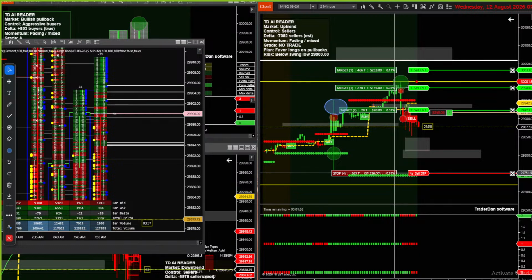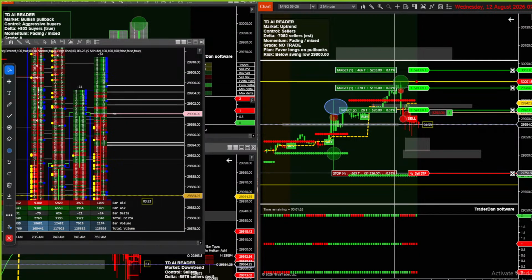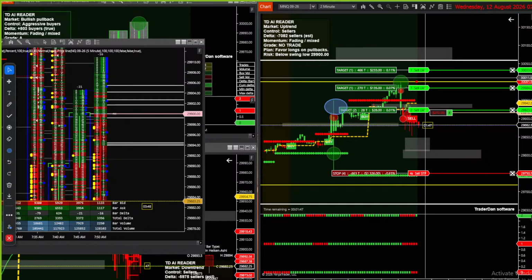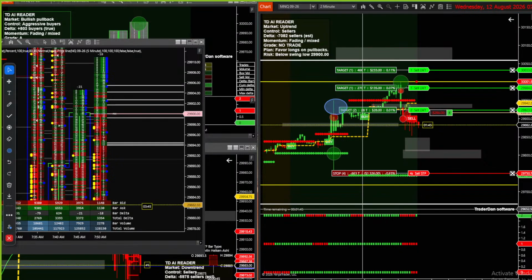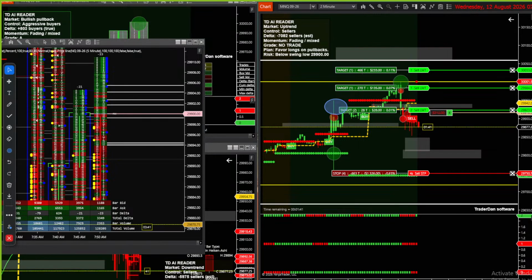And ES sold off. We're down in the bottom there. We're not even getting a 100-point bounce, 50-point bounce. That's insane. Insane, guys.